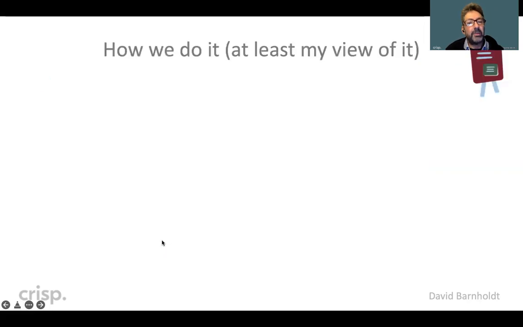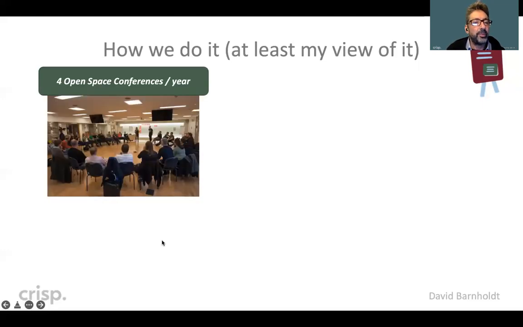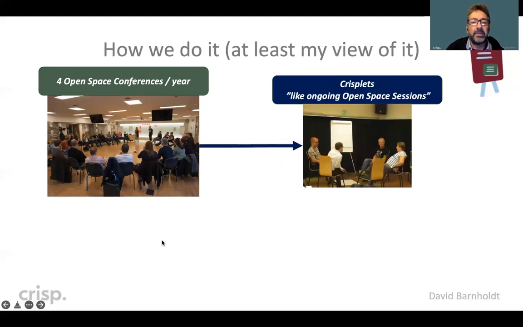So how do we do it? Well, this is my view of it. We have many views at CRISP. I'm sure there are other ways of seeing it. But we have 4 open space conferences per year. Those generate a number of ideas and things we do in between.